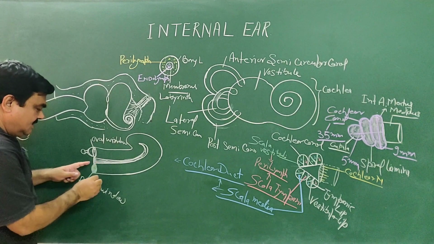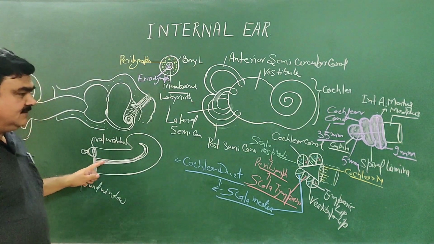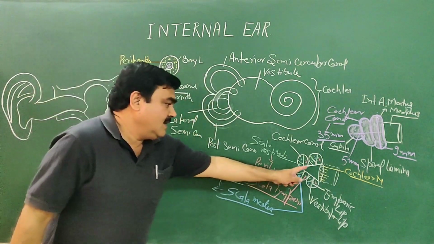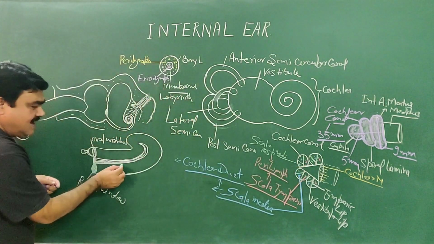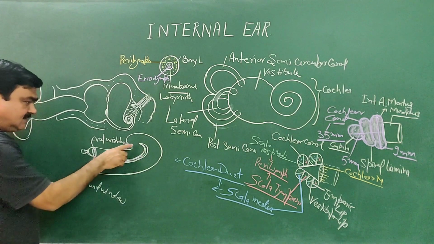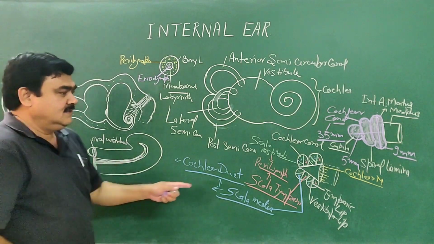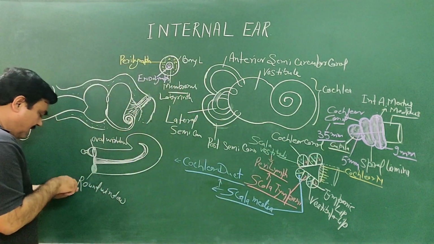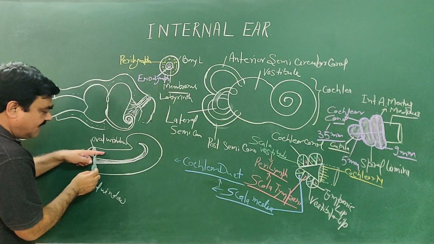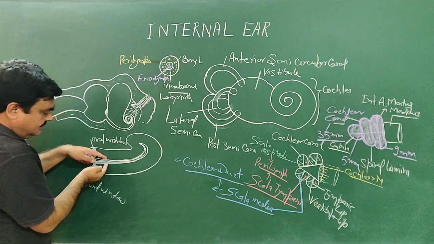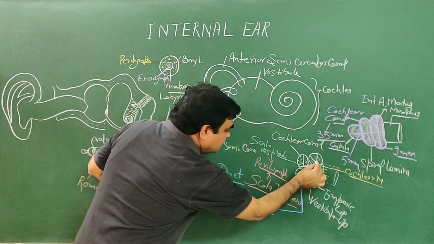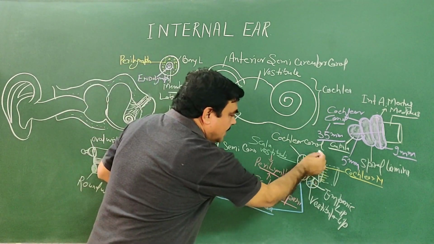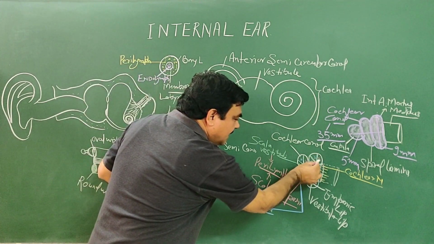And this portion is the spiral lamina in this diagram, and this is the apex, that is the cupula. This spiral lamina divides this canal into this part and this part.